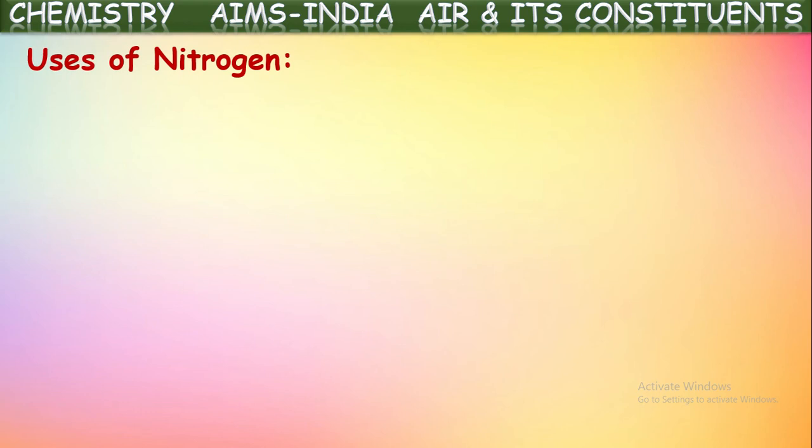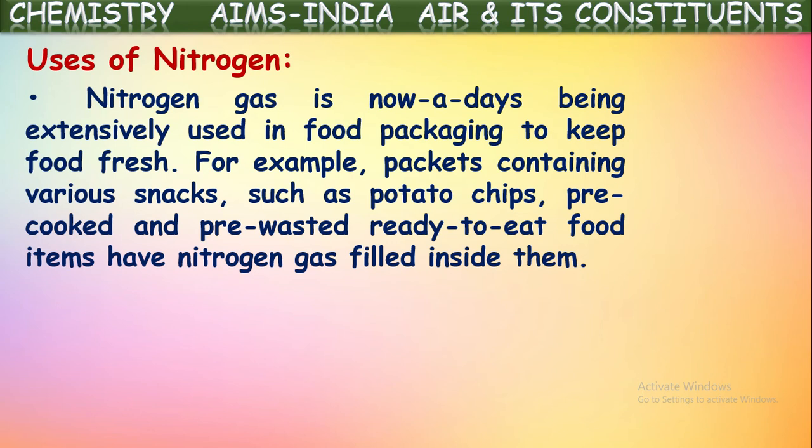Now let us see what the uses of nitrogen are. Just now we have seen one use, that is, in the preparation of proteins by the plants. Now let us see the remaining ones. Nitrogen gas is nowadays being extensively used in food packing to keep the food fresh. As we told, nitrogen is azote gas. It won't help the growth of any living things in its atmosphere. That's why if these food packs are flushed with nitrogen gas, that won't allow the growth of any bacteria or fungus inside, so that the food will be fresh enough.